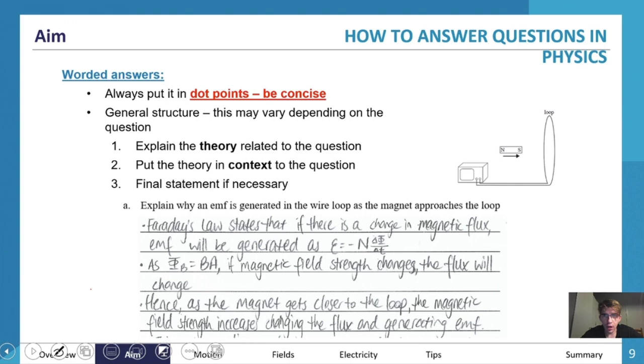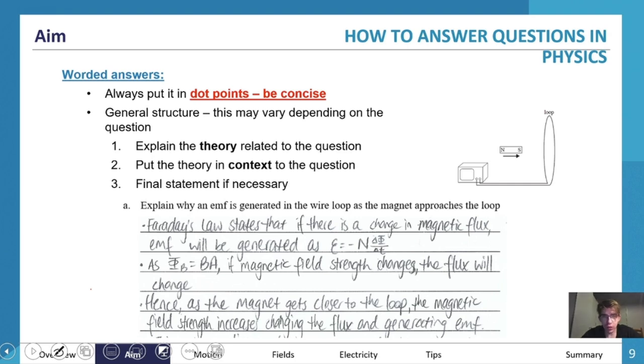So in this case, sorry, I'm a little bit sick, but you can see, explain why an EMF is generated in the wire loop as the magnet approaches the loop. First, you state that Faraday's law states that if there is a change in magnetic flux, EMF will be generated, as voltage is equal to, and you give the voltage equation, so it's equal to N, the number of loops in the wire, multiplied by changing flux over changing time. And usually the negative sign there is indicative of Lenz's law.